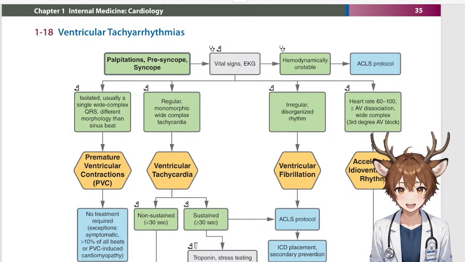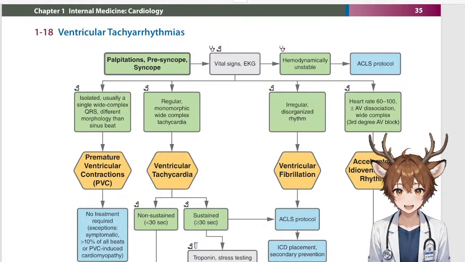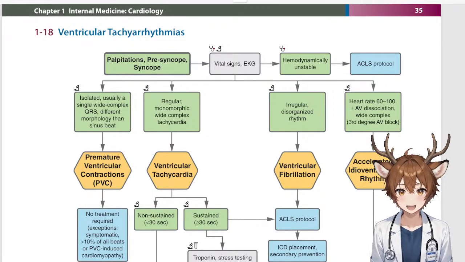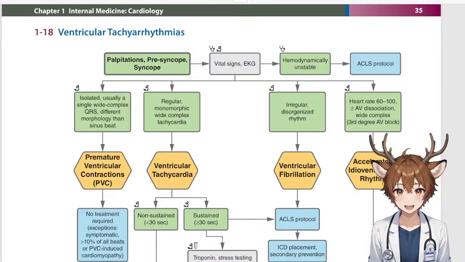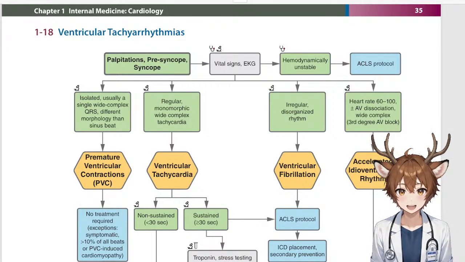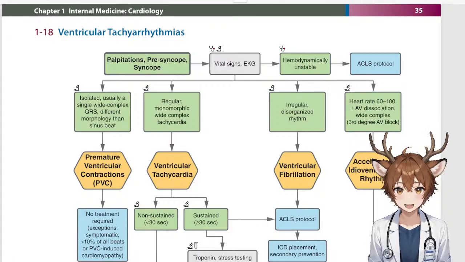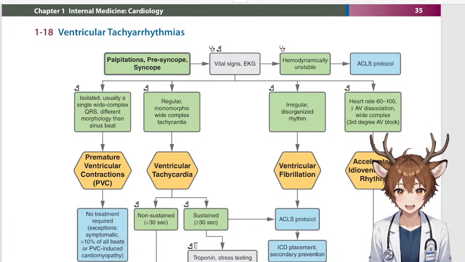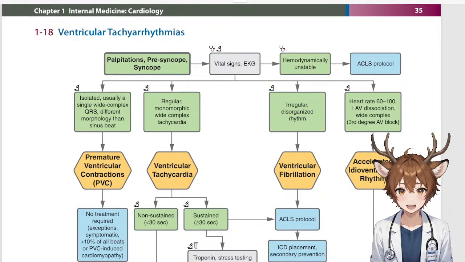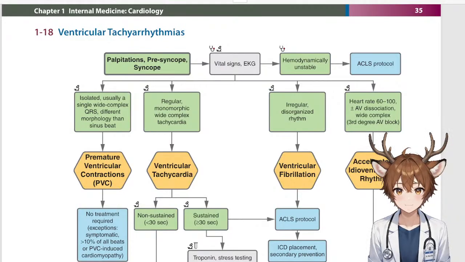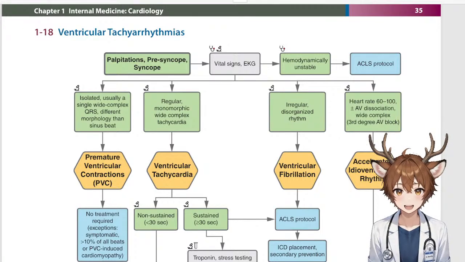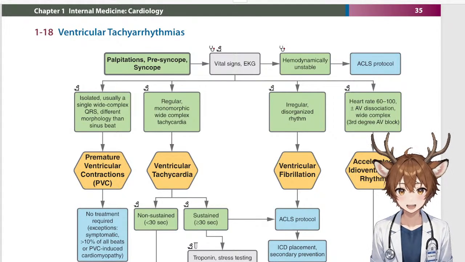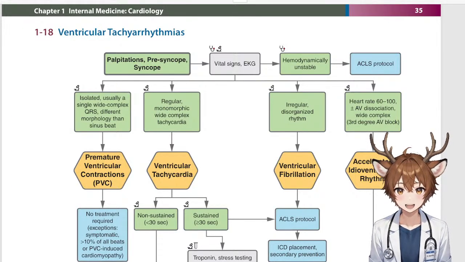So let's go back to PVC, premature ventricular contractions. That's again with the isolated, usually a single wide complex QRS, different morphology than the sinus beat. If it's a PVC, what do we do? No treatment required. The exceptions are those that are actually symptomatic, greater than 10% of all beats, or PVC-induced cardiomyopathy. So if you have a random PVC and it's not symptomatic, it's not really a problem. But if you're having a lot of PVCs and some symptoms, then that's an issue.